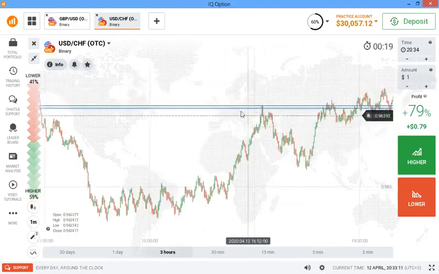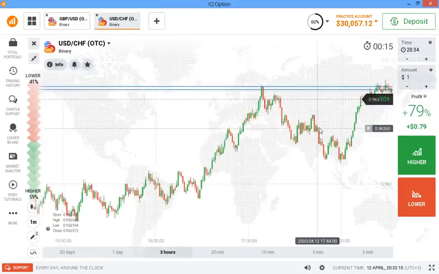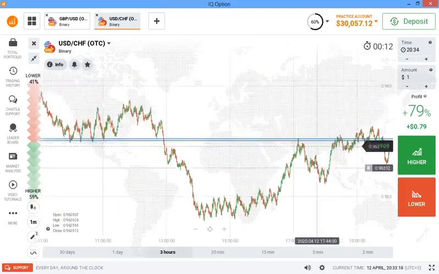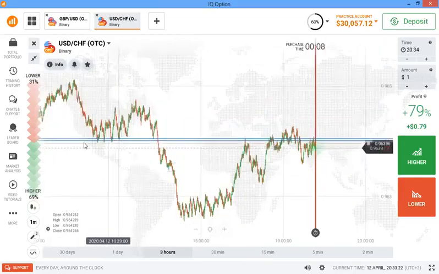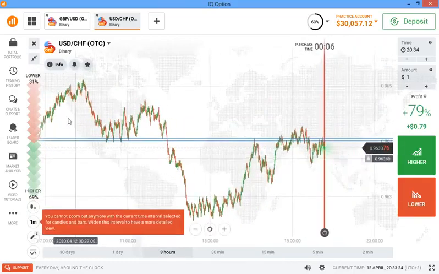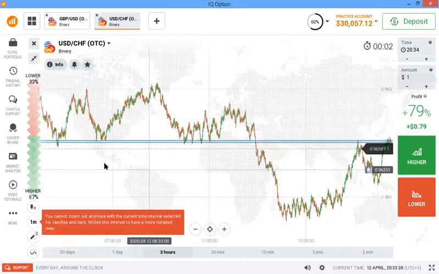So make the first attempt, trade on the first attempt. Don't try the second or the third attempt after the breakout. Now, let me tell you what is the psychology behind this SNR strategy.